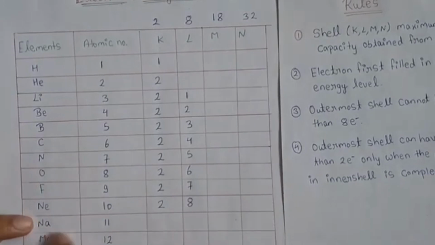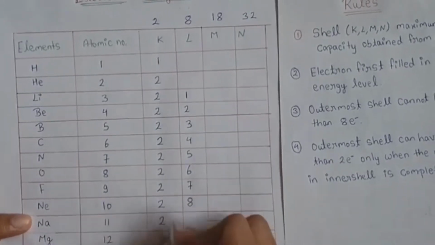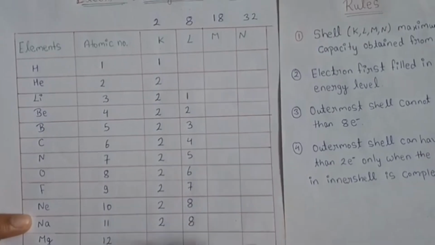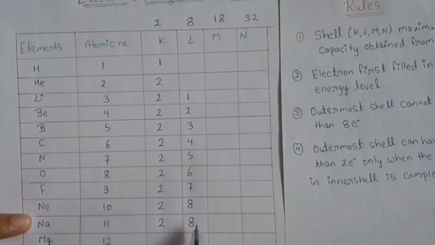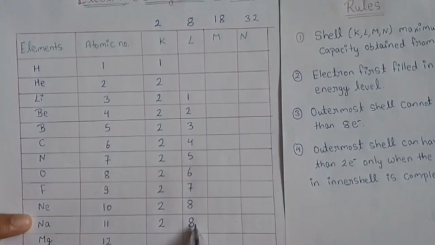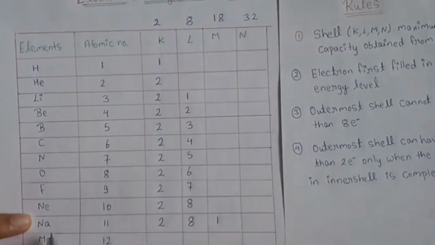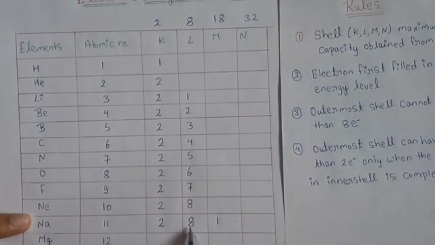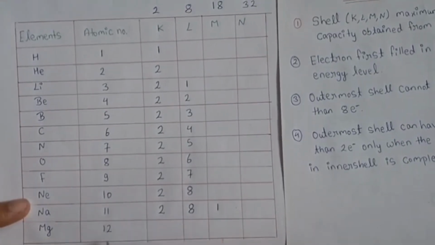Next sodium, as you can see 11, and you have 2 in K and the remaining 8 in the L shell, which makes 10, but here we have 11. So the remaining one will be taken in the M shell. L has only 8 as the maximum number of electrons to be filled, so the one left over is taken in the M shell. In this way 8, 9, 10, 11.